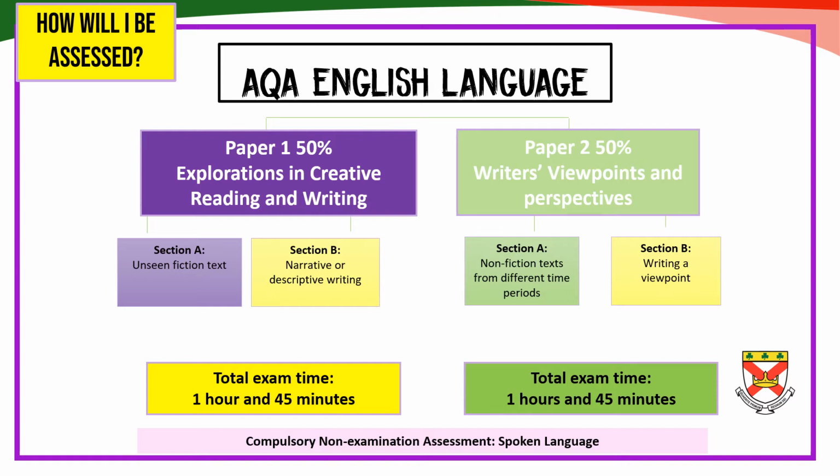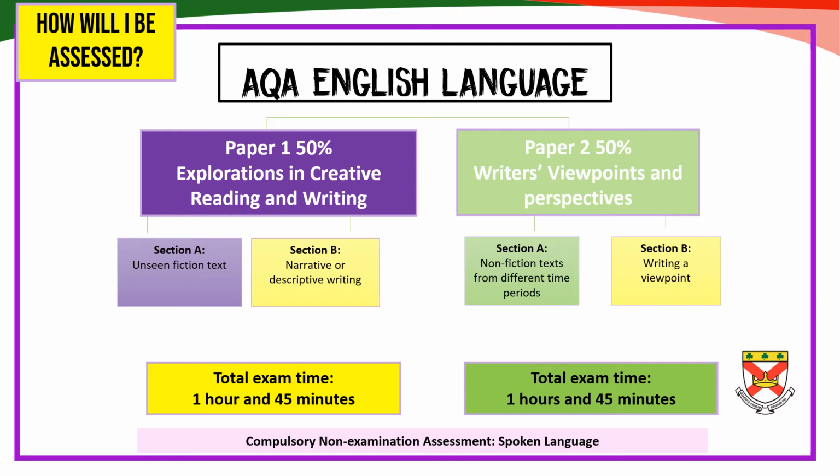Paper 2, Writers' Viewpoints and Perspectives, again is worth 50%, and this is also an exam-assessed component. The aim of this paper is to develop your insight into how writers have particular viewpoints and perspectives on issues or themes. Section A involves reading 2 linked sources from different time periods and genres in order to consider how each writer presents a perspective or viewpoint in order to influence the reader. Section B involves producing a written text to a specified audience in which you express your own perspective on the theme that has been introduced in Section A.